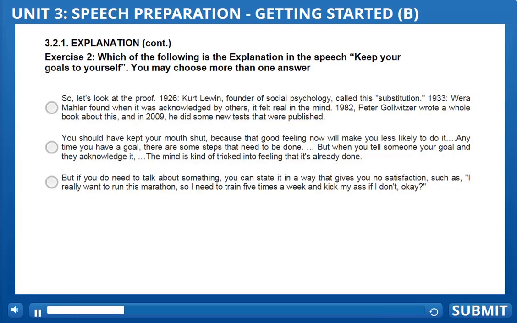Exercise 2. Which of the following is the explanation in the speech? Keep your goals to yourself. You may choose more than one answer.